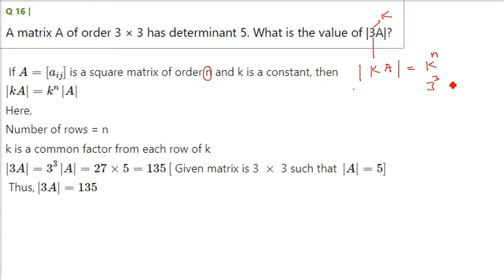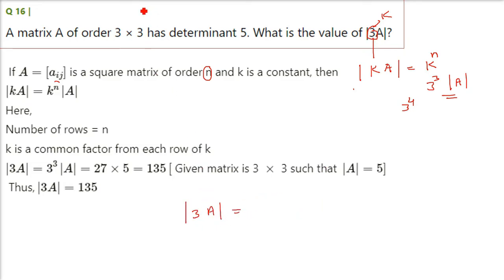So here we have 3 as k. Order is also 3, so 3 by 3, 3 raised to the power 3, and the determinant of A. Since the determinant is already given as 5, you just have to multiply this 5 with 3 to the power 3. If the order had been 4 by 4, it would have been 3 raised to the power 4. Order 5 by 5, it is 3 to the power 5.